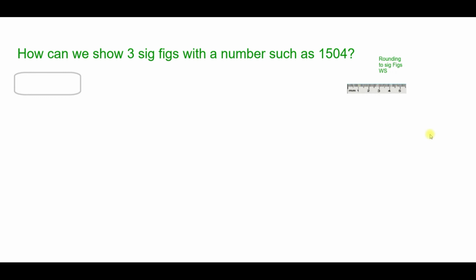What if we have a problem where we need to round to 3 sig figs, but we have a number like 1,504? Well, we cannot round to 1,500 because that only gives us 2 sig figs. And we can't round to this value because that is not a 5.